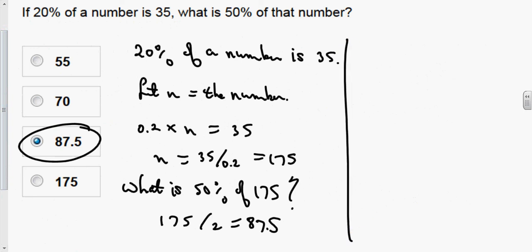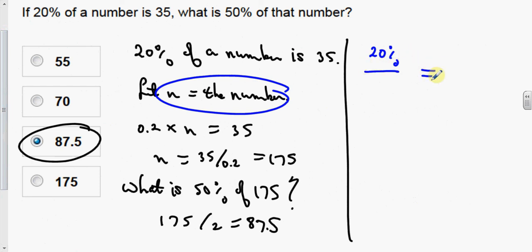Now, another way you could have done that was to compare these terms. 20% of a number is 35. So what is 50% of some number? Again, let's keep n to be that number. So here 20% divided by something is compared to 50% divided by something. 20% is compared to 35. 50% is compared to some number. Just the ratio here to get the equivalence. We're going to cross multiply.